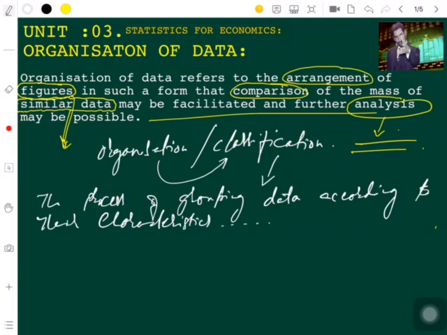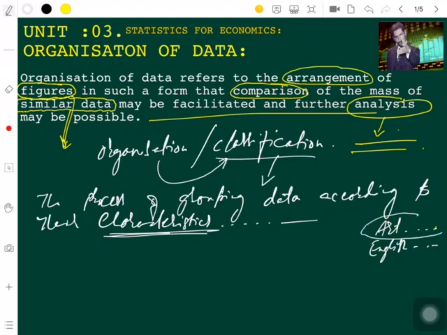And it is known as classification of data. Classification of data is the process of grouping data according to their characteristics. Art had different characteristics, same characteristics. Then English, different, but this was grouped according to certain characteristics.